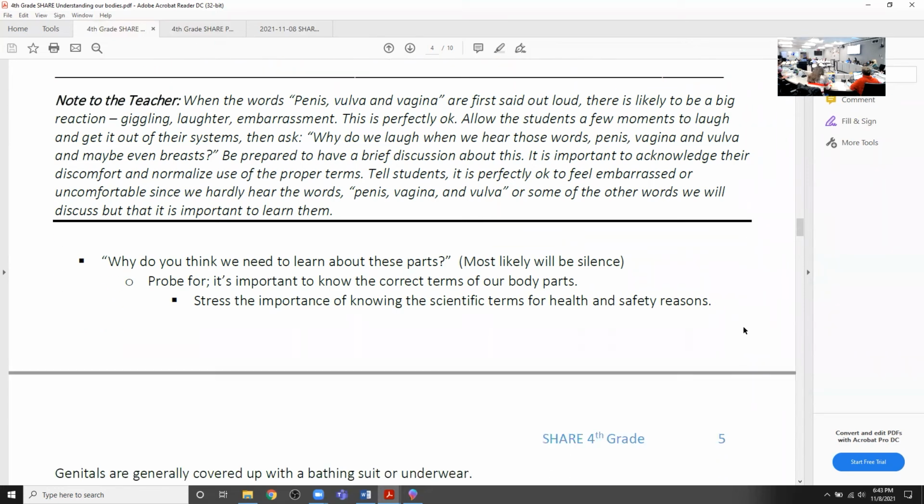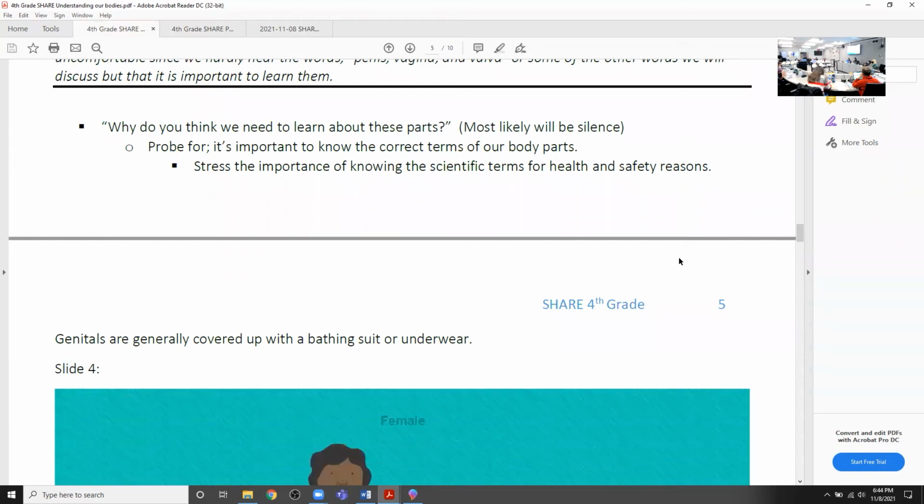Why do you think we need to learn about these parts? Most likely there will be silence. That's just my guesstimate of student reaction. But hopefully, probing for: it's important to know the correct terms of our body parts. Stress the importance of knowing the scientific terms for health and safety reasons.